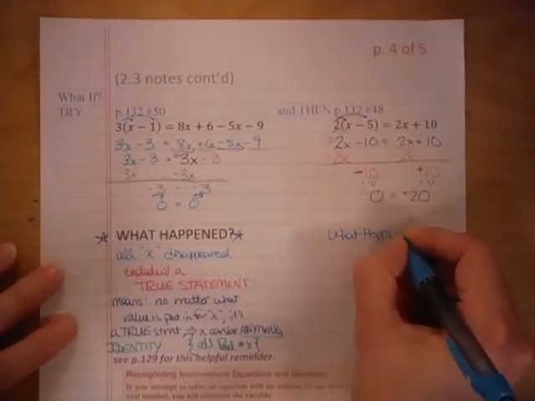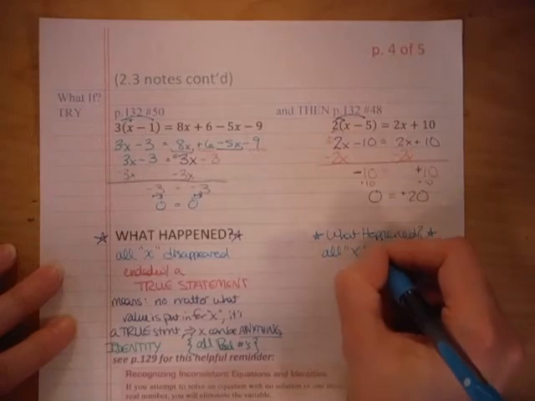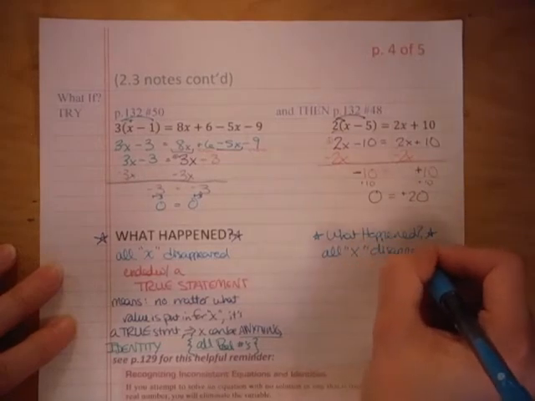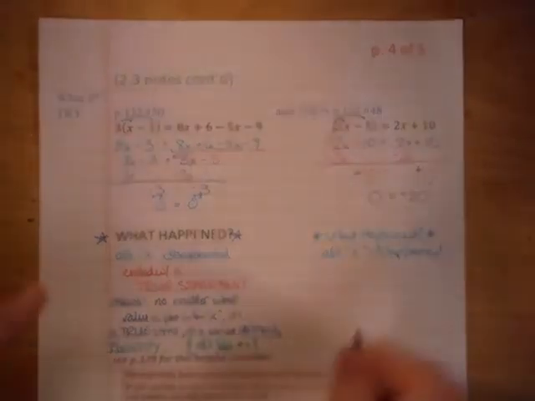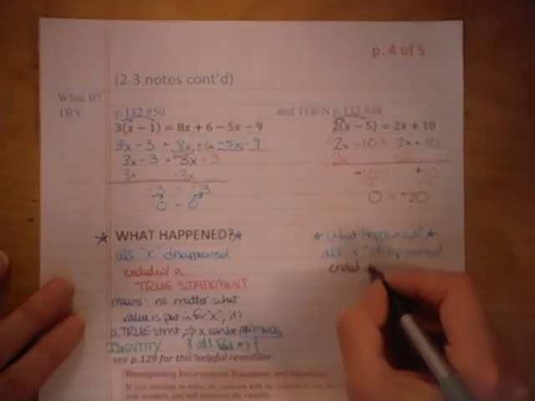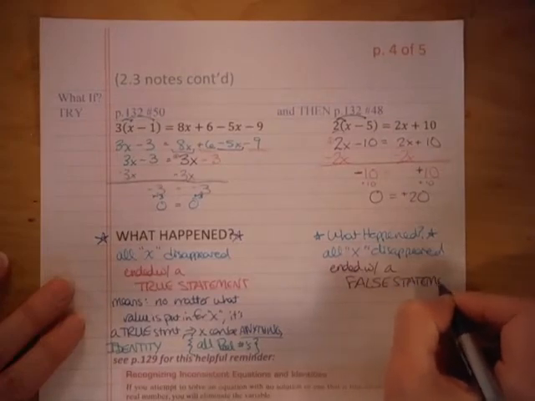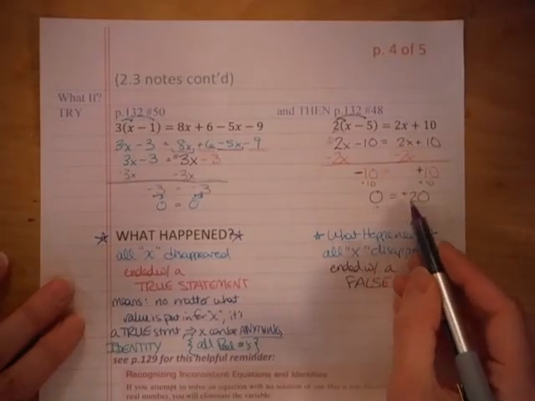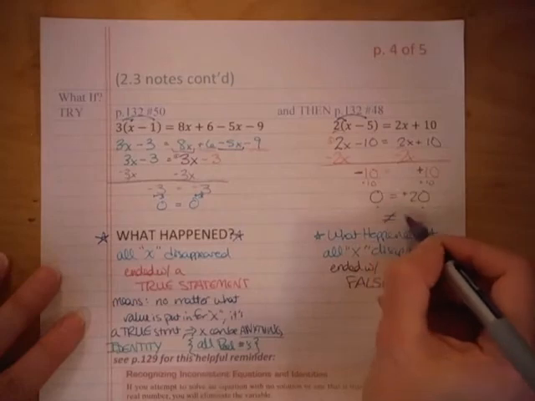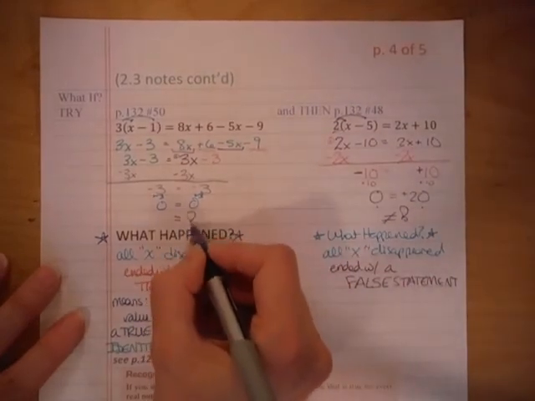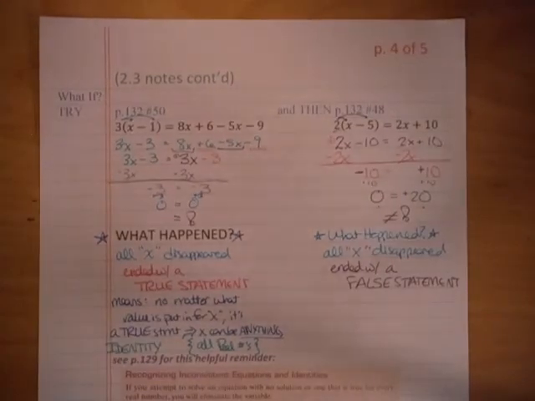Well, what happened was all the x's disappeared again. Only this time we ended with a false statement. Last I checked, 0 did not equal positive 20, and -10 did not equal positive 10, okay? So that's a not equal situation. This is definitely an equal situation on the first time. So, well, what does that mean?